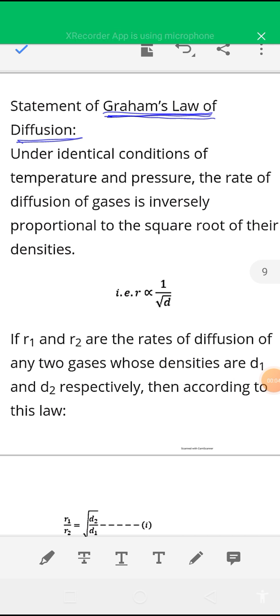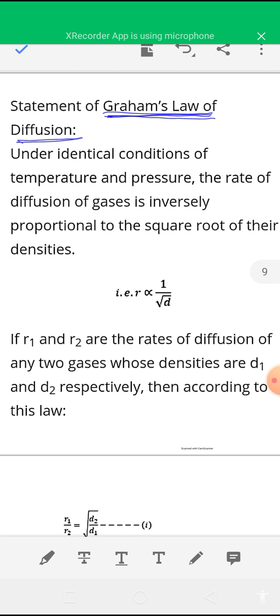Today in this video I am continuing chapter 5 of class 11th chemistry. The topic is states of matter, gaseous state and liquid state. Okay, gases and liquids. In this video today I'll discuss Graham's law of diffusion, Dalton's law of partial pressure, the Van der Waals equation, and how to liquefy a gas.